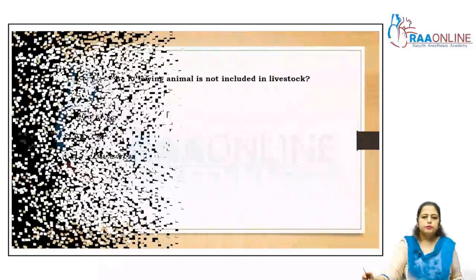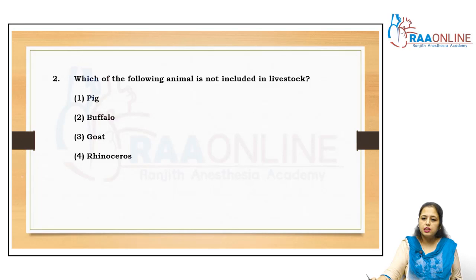Next one is, which one of the following animals is not included in the livestock? Pig is included in the livestock. Why? Because pig is used for eating the flesh, and its flesh is known as pork. Buffalo is used to obtain milk. Goat is used to obtain milk as well as wool, reared for the wool and the hide, and for the meat as well. Rhinoceros, so its answer is 4. It is not included in the livestock because it's not easy to rear it. It's not possible to rear the rhinoceros.